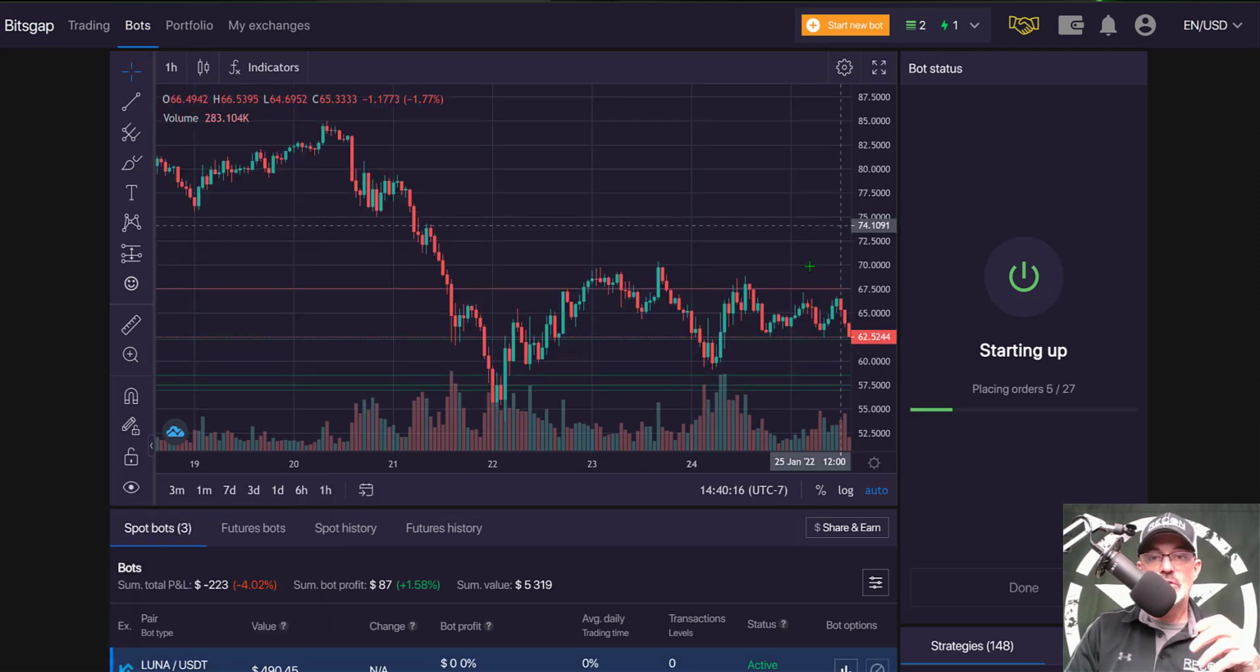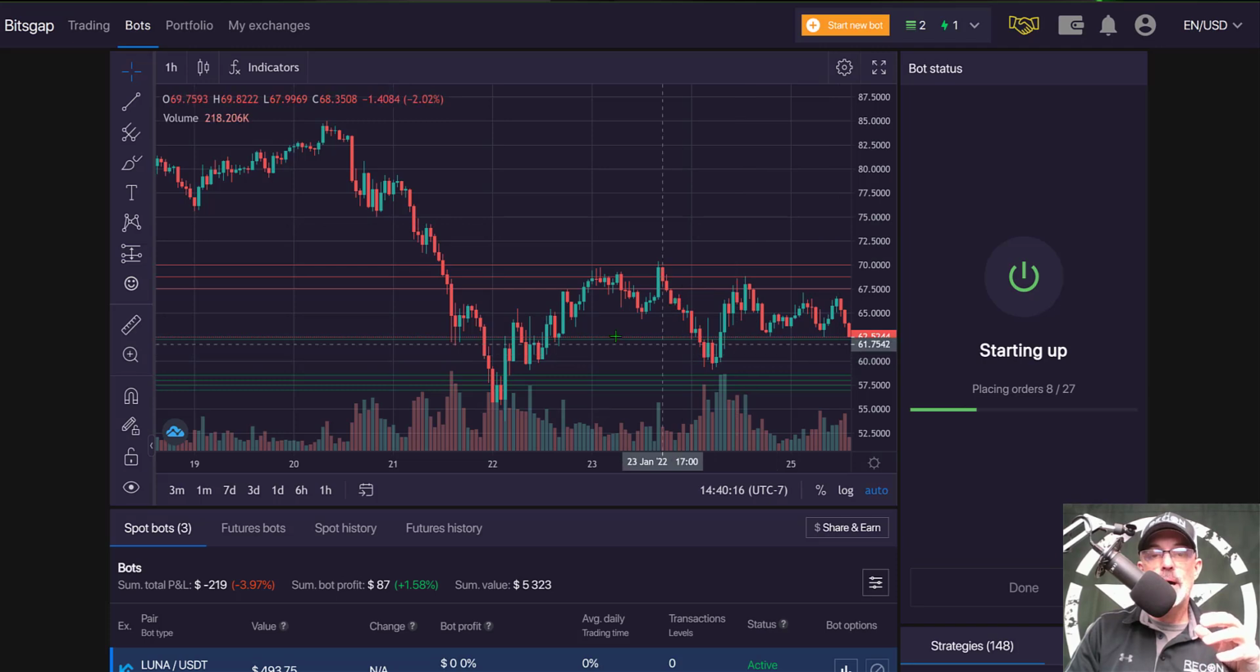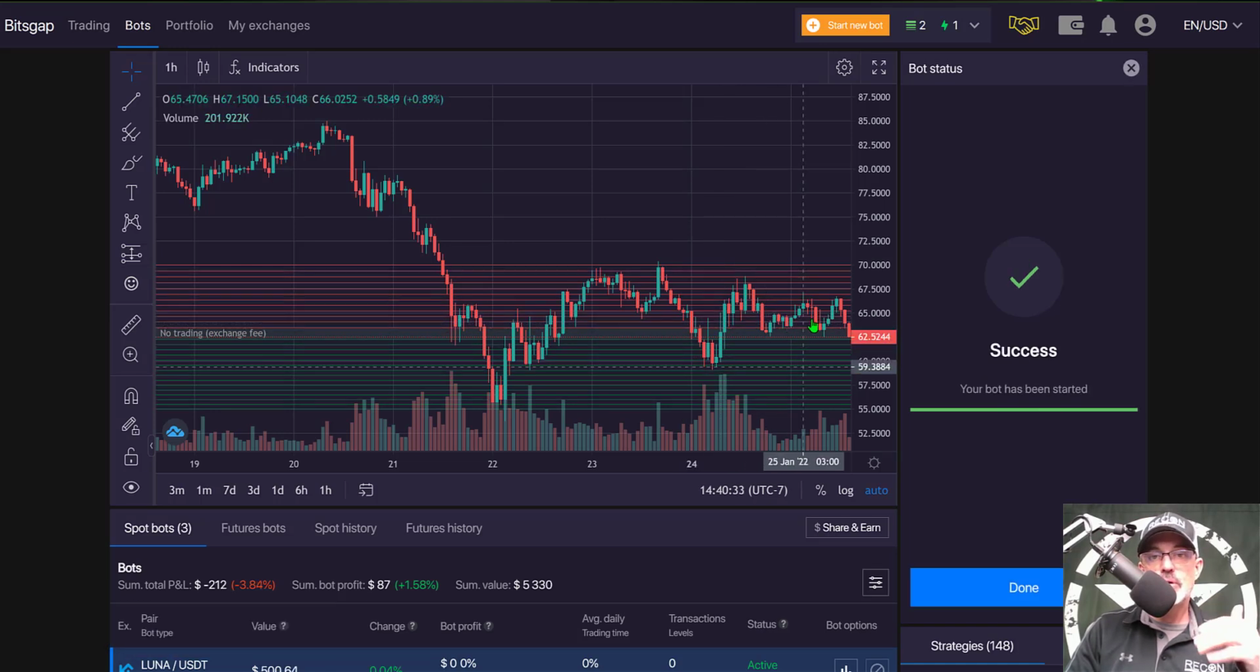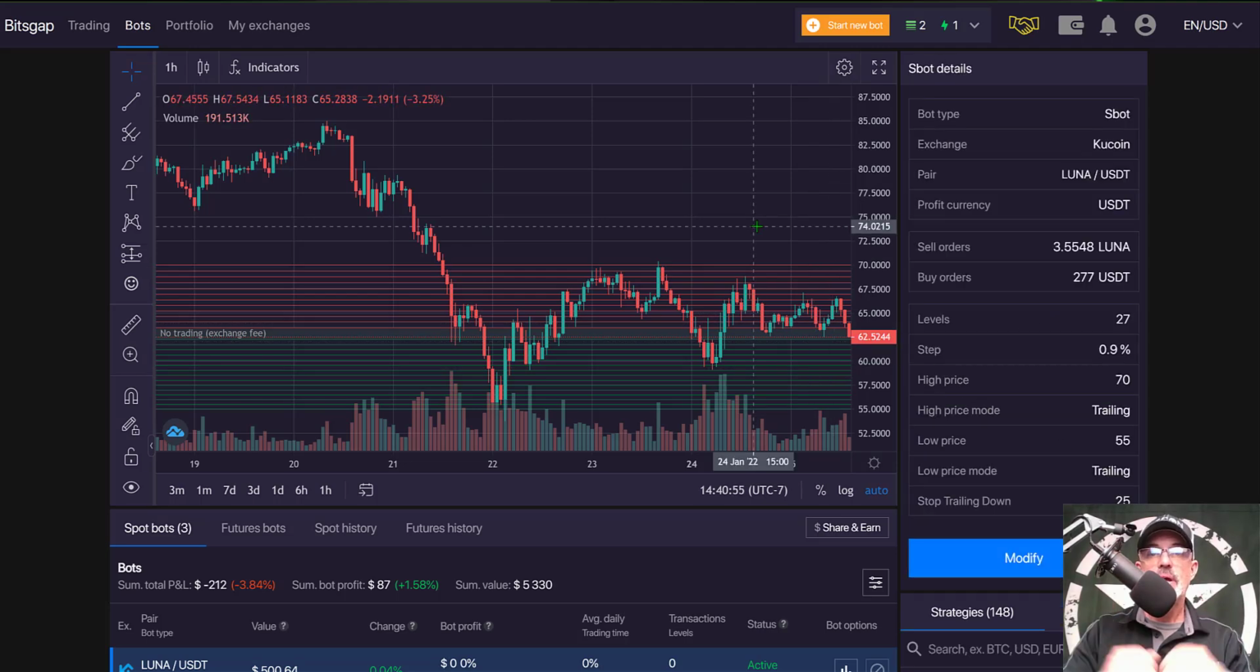You can see the grid lines starting to populate the chart, and so these limit orders are being placed on my behalf, and depending on what direction the price action goes, those limit orders will eventually be filled either on the buy or sell side, again, depending on what direction this price goes from here. And that's it, my bot has started. I can click done. And now the bot is live and ready for some action.